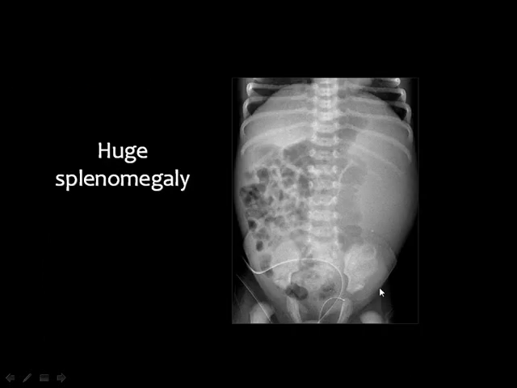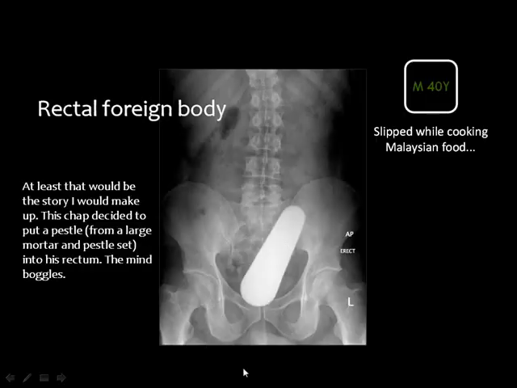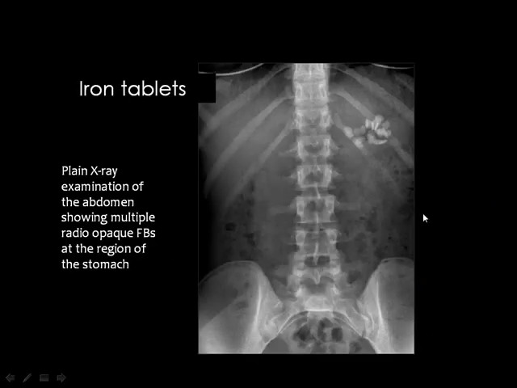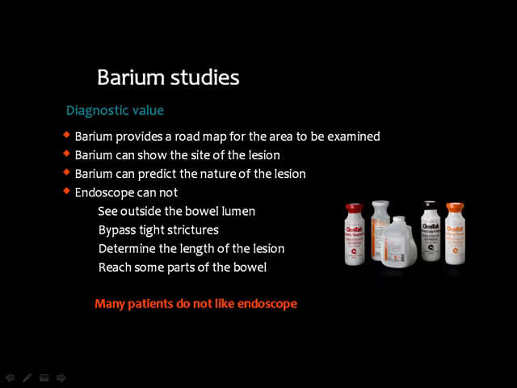Also, from the plain film, you can suspect organomegaly, such as in this pediatric patient with a huge spleen, which is well seen in this plain film. And multiple foreign bodies can be detected by the plain film, as this one in the ileocecal region, and this foreign body in the rectum, and this is the original foreign body itself. And too many radiopaque tablets, or iron tablets, are seen in the stomach. And here you can see multiple radiopaque foreign bodies along the course of the intestine.